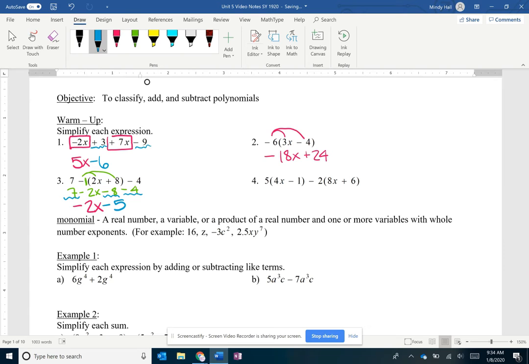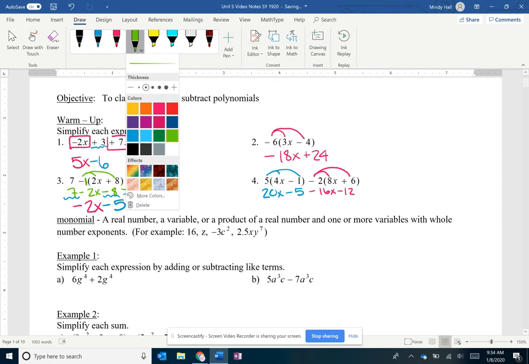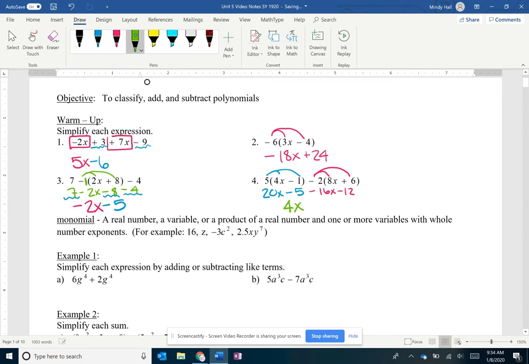So for the last one, we're going to have to distribute twice. So 5 times 4x would give us 20x, and 5 times negative 1 would give us negative 5. And then negative 2 times 8x would give us negative 16x, and negative 2 times 6 would give us negative 12. So then if we are combining these like terms, we would have 20x minus 16x, which would give us 4x, and then negative 5 minus 12, which would give us negative 17.